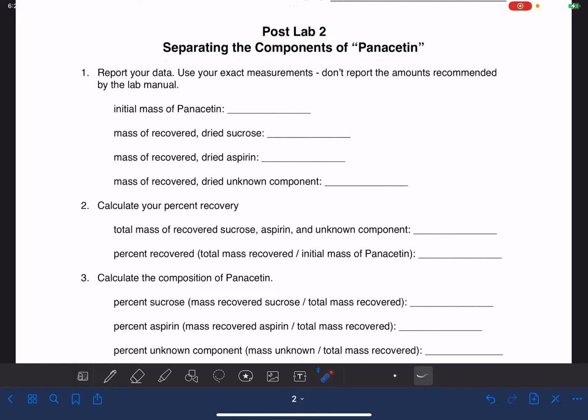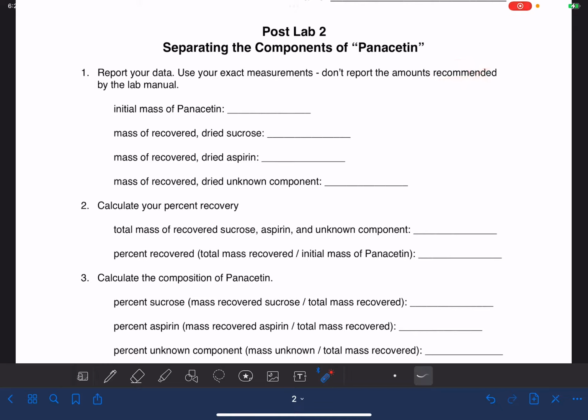I'm going to walk you through post-lab number 2, separating the components of Panacetin. The first 3 questions on this post-lab have to do with your data. You're going to begin by reporting the initial mass of Panacetin, the initial mass that you started with. Make sure that you are not reporting the amount that's recommended in the lab book.